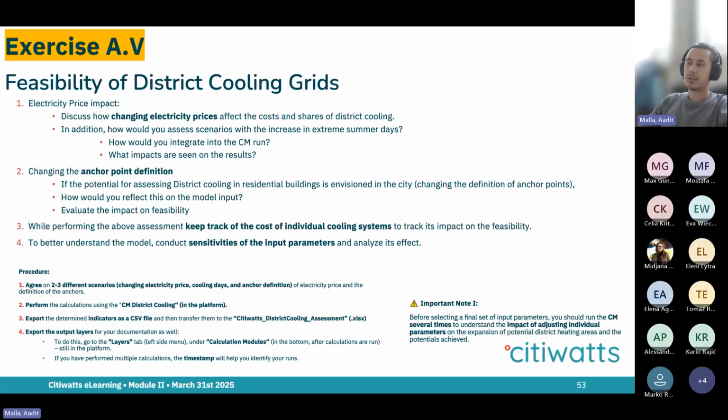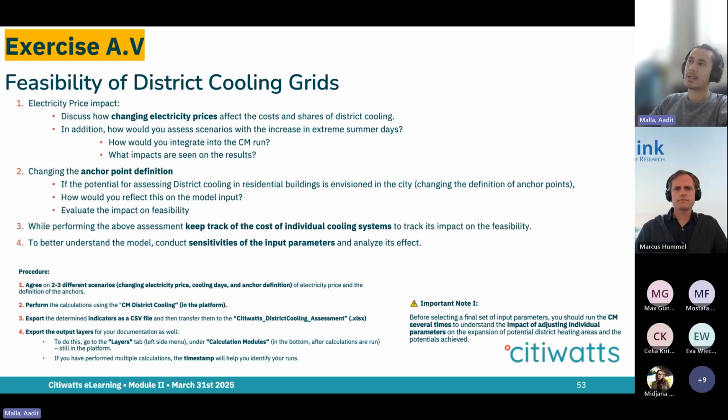And of course, for every run, I think it is important to keep track of the individual costs. So, the individual supply costs: how the electricity prices are influencing the individual supply costs, and in turn, what impact does this have on district cooling feasibility?